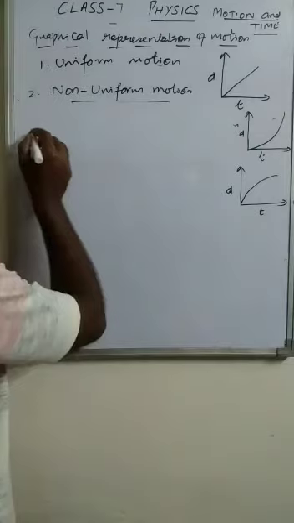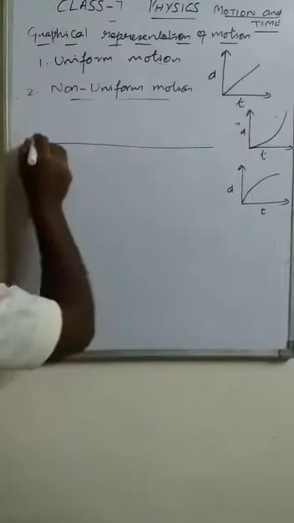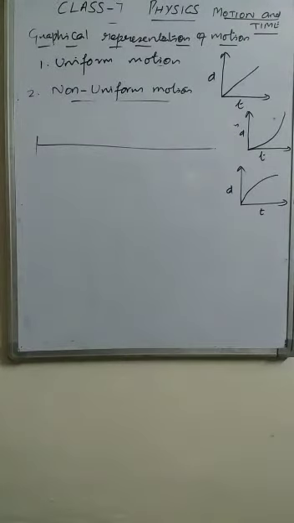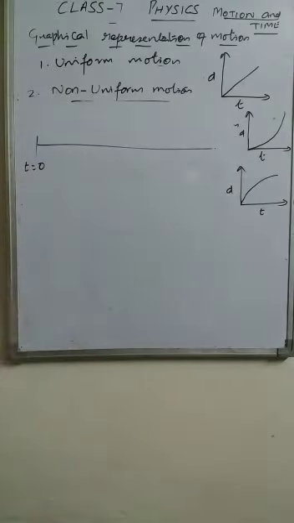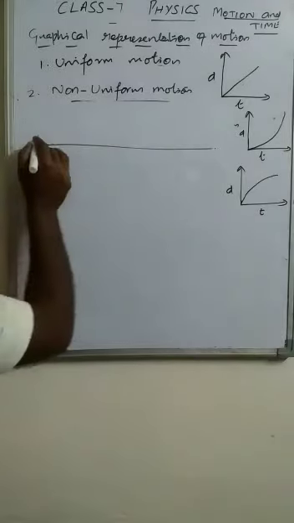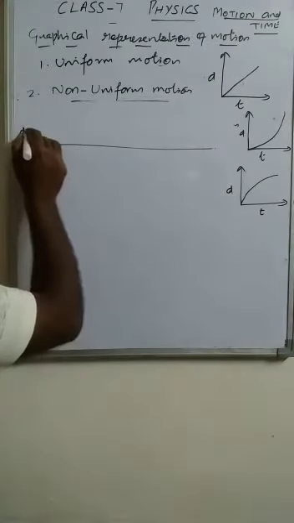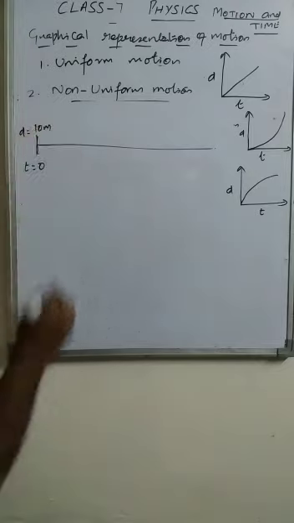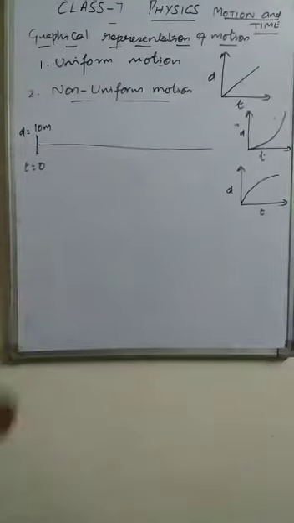Suppose, third case, the object from the beginning, when the time is 0, is not at its origin. If the position is 0, then we take it as the origin. It is ahead of the origin at some distance. Here the distance may be 10 meter. That means when we observe the object, it is at a distance of 10 meter.